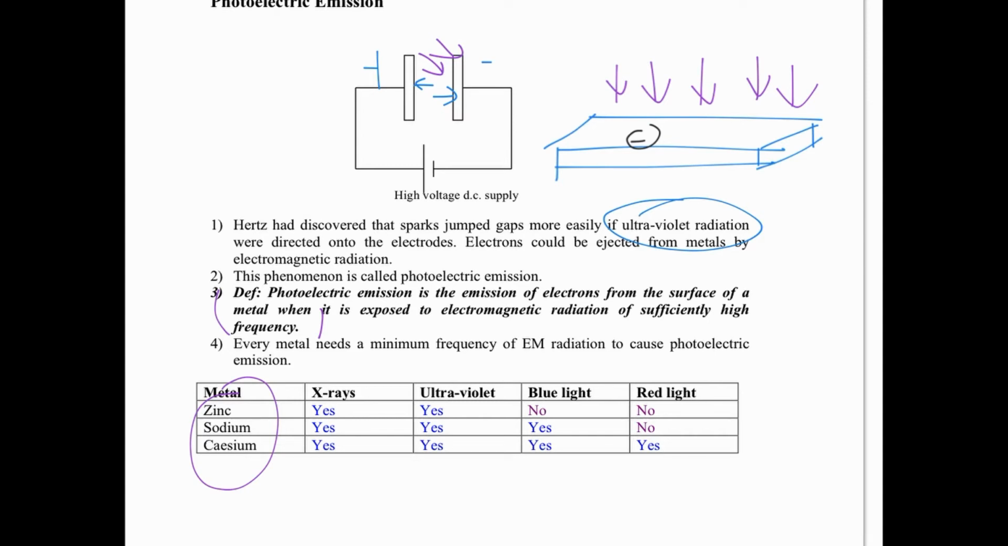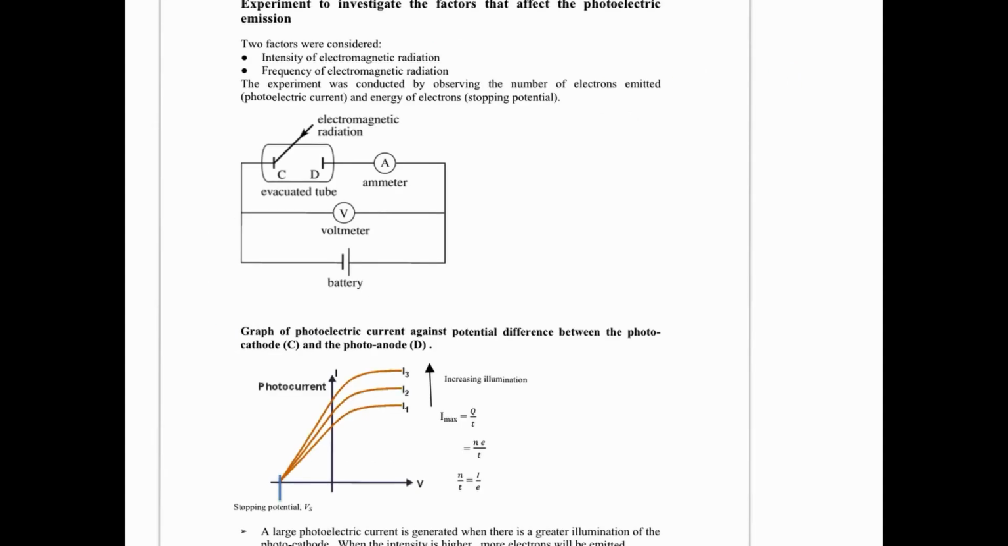So what they did next was another experiment. The next experiment that they decided to do was to investigate the factors that affect photoelectric emission. They actually considered two things. One is the intensity of the EM radiation.